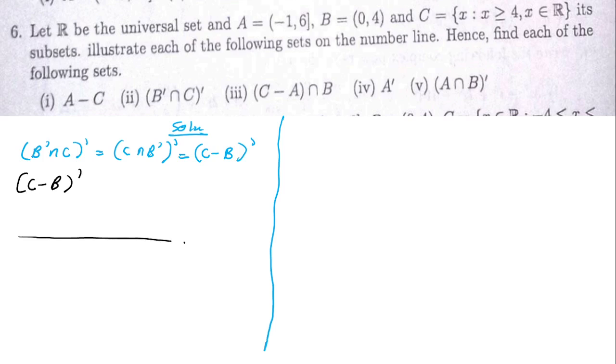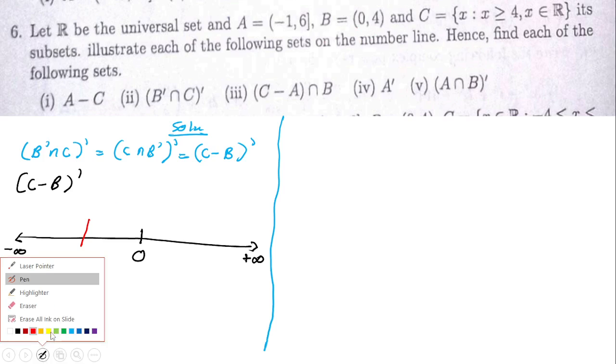So you sketch your diagram like that, and then this is negative infinity, and this is simply positive infinity. Then 0 as your demarcation. So when you put that, you're going to put C and B on the same number line. I'll start with B. So B is 0 to what? 0 to 4.